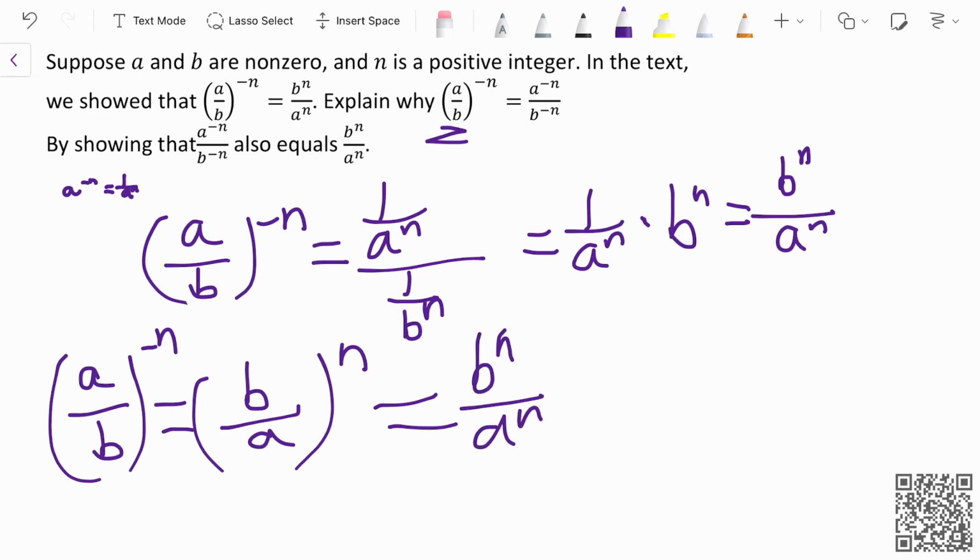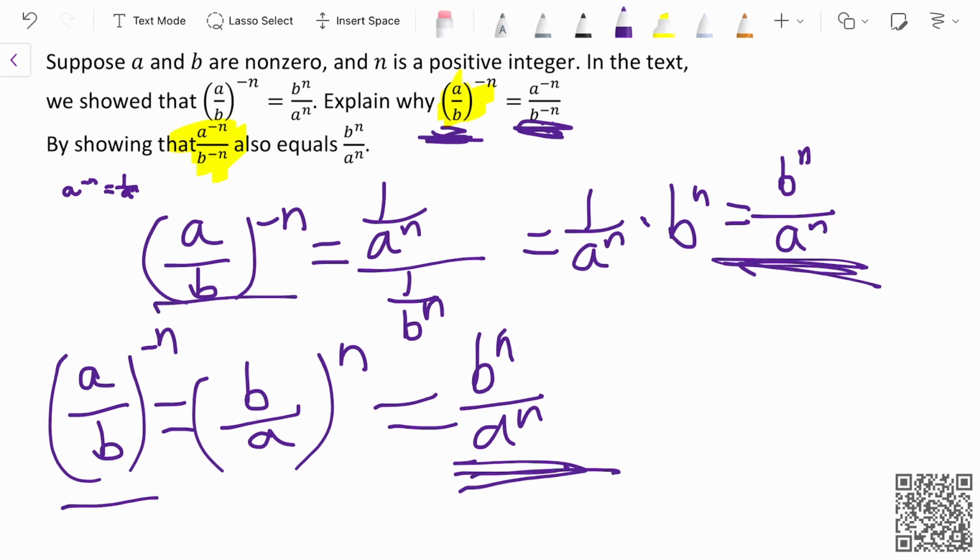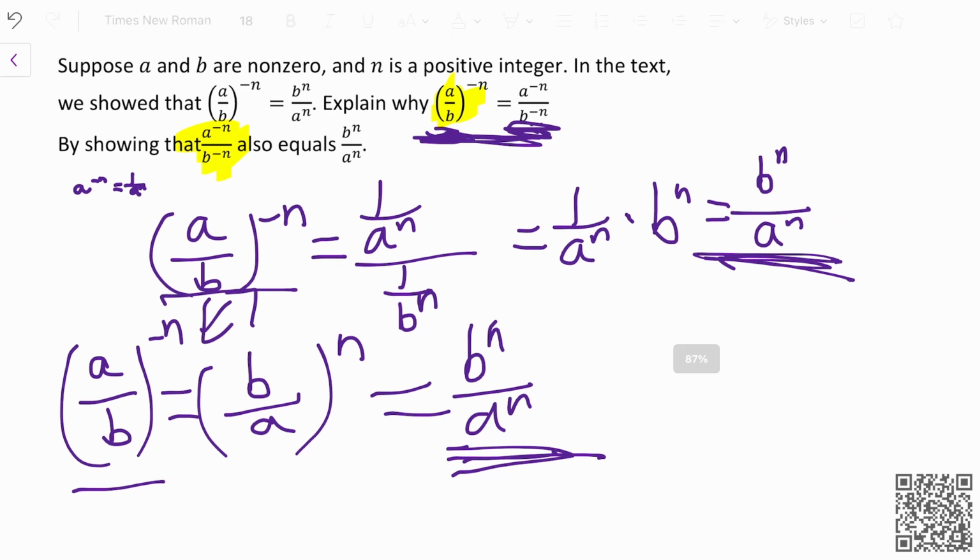I'm going to give you a moment of contemplation, because as you can see, it's asking why this is equivalent to this. But as you can see, they both got the same final solution. If this is equivalent to this, and this is also equivalent to this, then these two expressions are also equivalent. So this is how you explain that a over b in parentheses to the power of negative n equals a to the power of negative n over b to the power of negative n. That was a real mouthful.